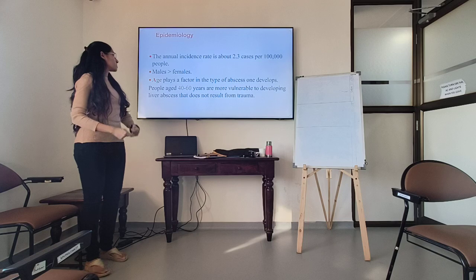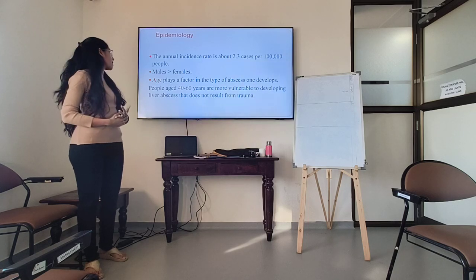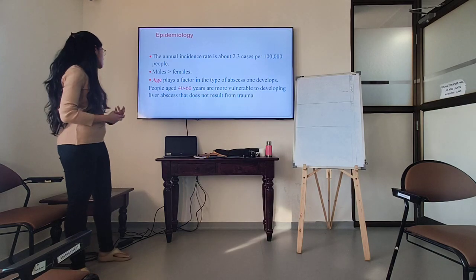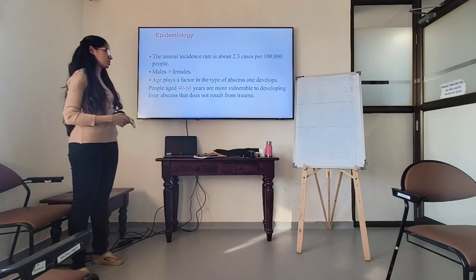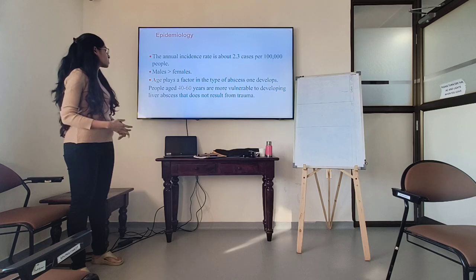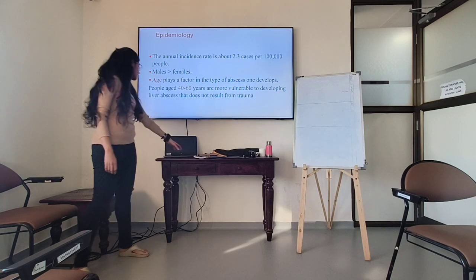Epidemiology. What is the incidence of this liver abscess? It's around 2.3 cases per lakh of people. As for risk factors, males are more predisposed than females. And of course, age plays a very important role in the type of abscess. So it depends on which age group you are looking into. If it is around 40 to 60 years, it is less likely to be due to a traumatic cause.